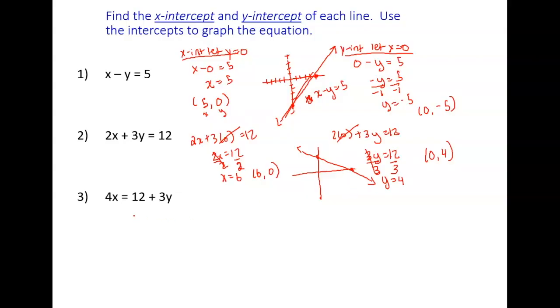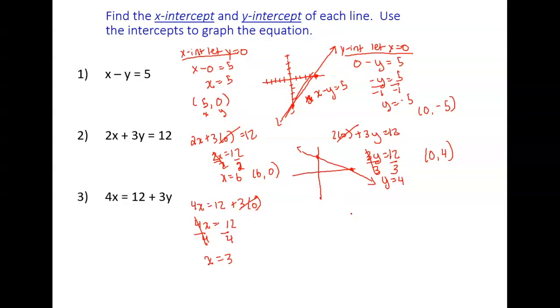And let's do this one as well here. So we have something a little different, but that's okay. For the first one, we're letting y equal 0. So we have 4x equals 12 plus 3 times 0. That goes away. So we get 4x equals 12, divide by 4, right? X is equal to 3.